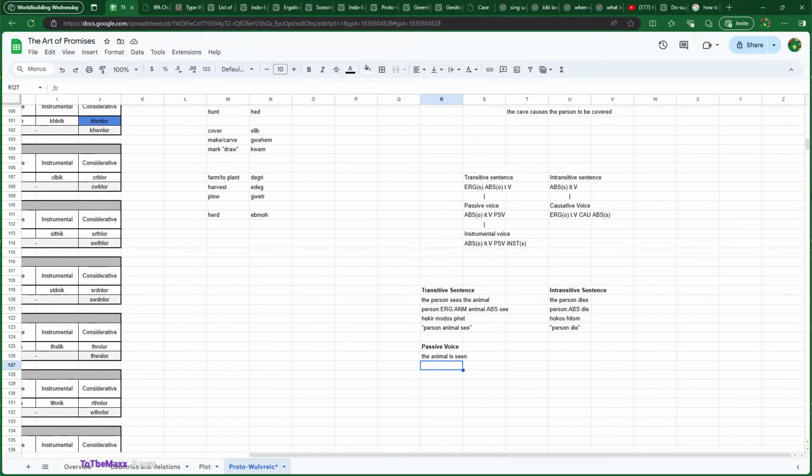The animal is seen. What was I talking about? Oh yeah. If you're just tuning in, we're making a language. Animal, this is the absolutive form because it's the intransitive verb. See, and then passive. So the passive marker. Now the animal here is referring to the same animal in the transitive sentence. You gotta understand, this was the object of the original sentence.